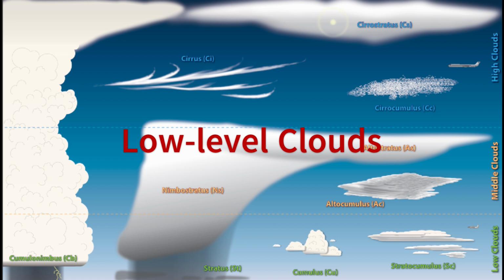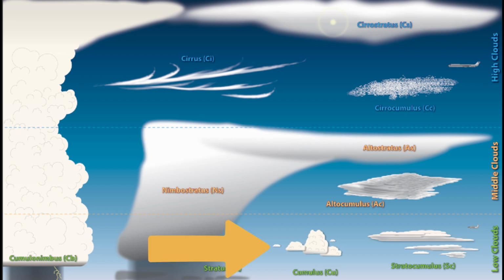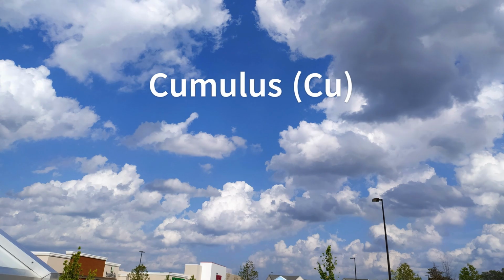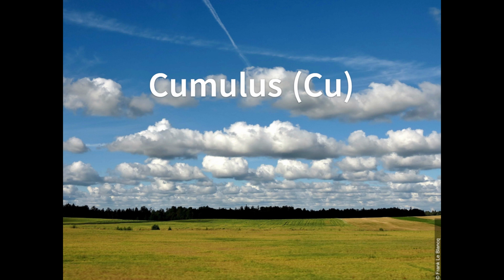Now, let's have a look at the low level clouds. In this group, we have cumulus, stratocumulus, stratus, and cumulonimbus. Cumulus clouds are the classic puffy clouds that you might imagine when you think of clouds. They usually indicate fair weather but can grow into larger storm clouds later in the day. Their flat bases and towering tops make them easily recognizable.